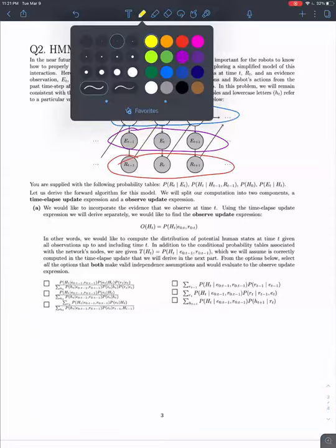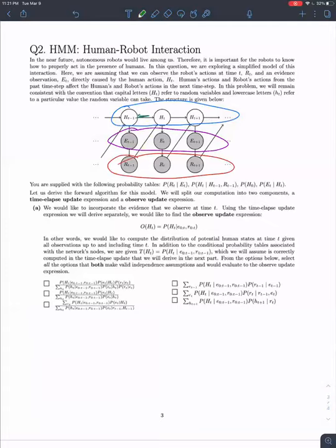We have, in green, this arrow here, and this arrow going up here. So a human at time t depends on what the human did at t-1, and what the robot did at t-1. All right. So we have the standard probability tables, and we're going to derive the forward algorithm for this model. Hopefully this gives you a sense of how people end up deriving algorithms like this.